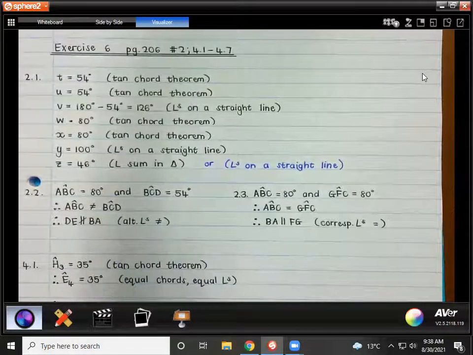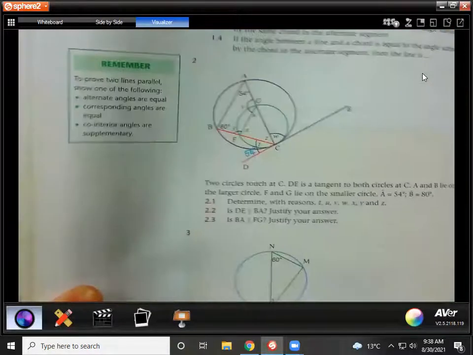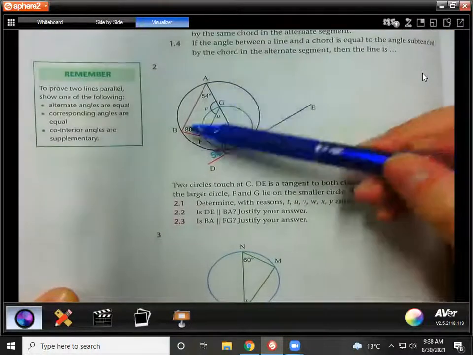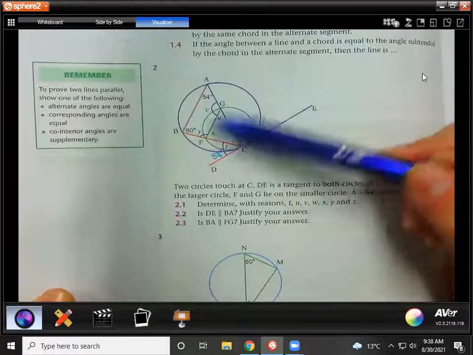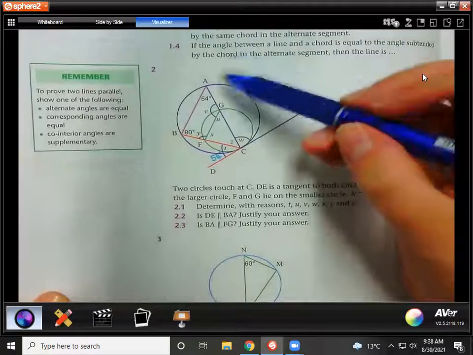Then for 2.3, they asked about BA and FG. Sorry, BA and FG. So those two, BA and FG, now they also do look like they are actually parallel, but if you look at the information that we have, we can prove that they are.